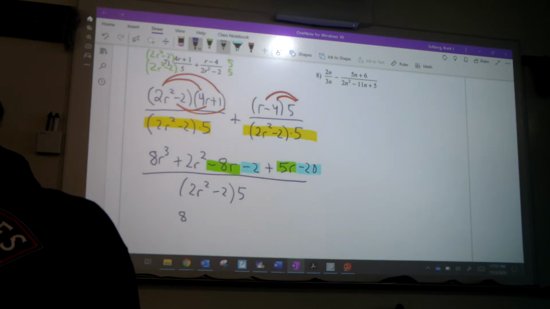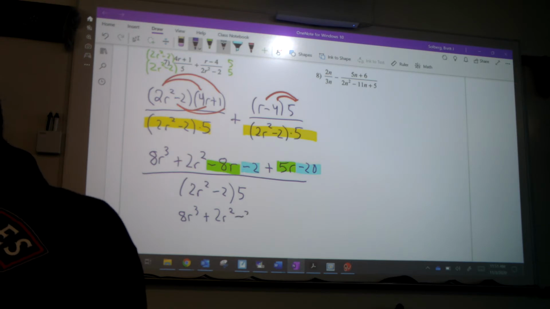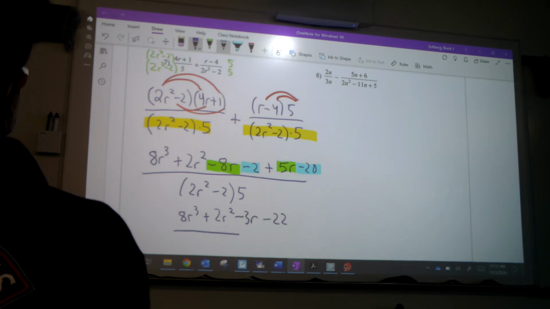So I'm going to write this out. This is 8r to the third plus 2r squared. Okay, negative 8r plus 5r, that's minus 3r. Negative 2 minus 20 is negative 22.